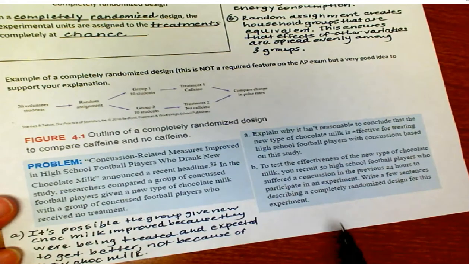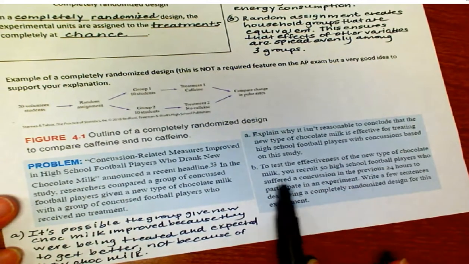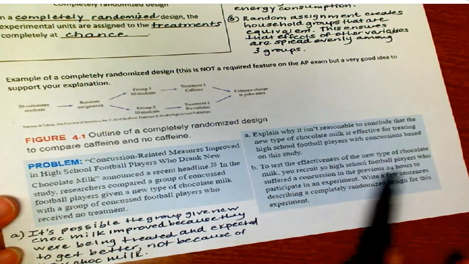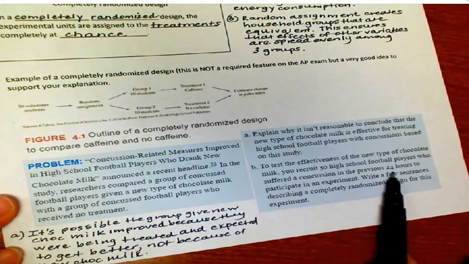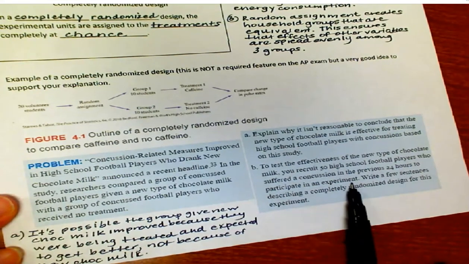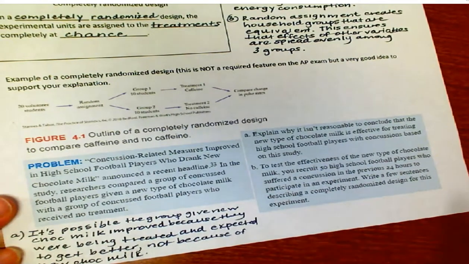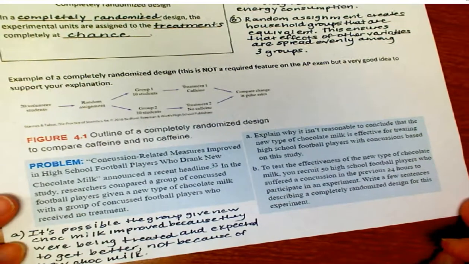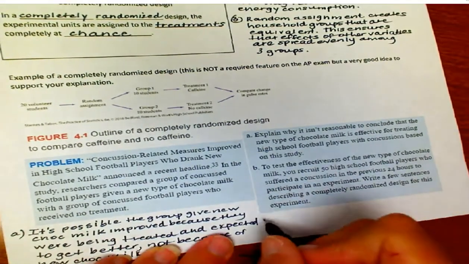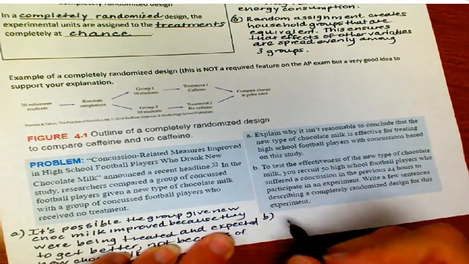All right, part B. To test the effectiveness of the new chocolate milk, you recruit 50 high school players who suffered a concussion in the previous 24 hours to participate in an experiment. Write a few sentences describing a completely randomized design for this experiment. So you would want to do a completely randomized design. So what could you do?